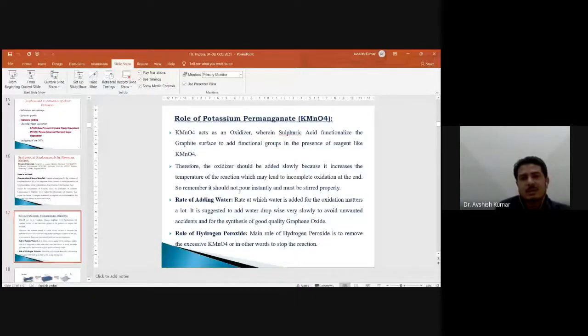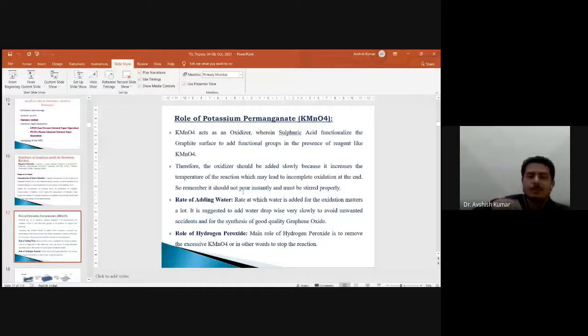Therefore, the oxidizer should be added slowly, because it increases the temperature of the reaction, which may lead to incomplete oxidation at the end. So remember, it should not be poured instantly. You need to pour it very slowly, and it should be properly stirred using the magnetic stirrer. You can use that for this.